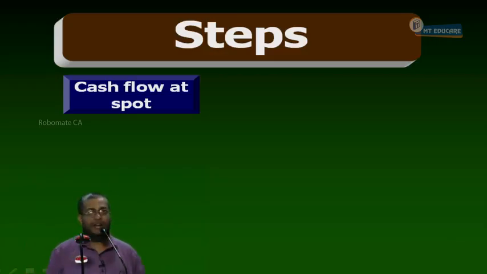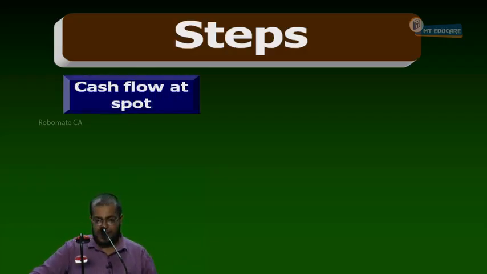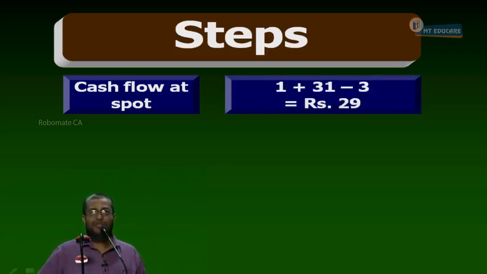Next, cash flow at spot. Write down one by one. I'll dictate it, since last time you found it difficult to put the arrow mark and write. Share purchase price is equal to, in the right, you all participate and tell me what is the amount? 31. Share purchase price is equal to 31.